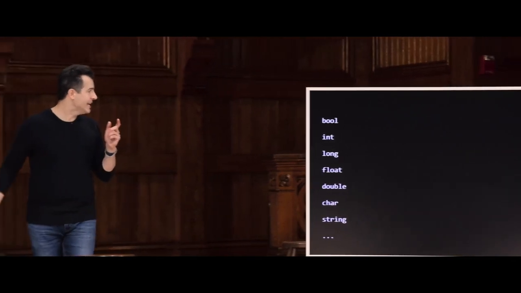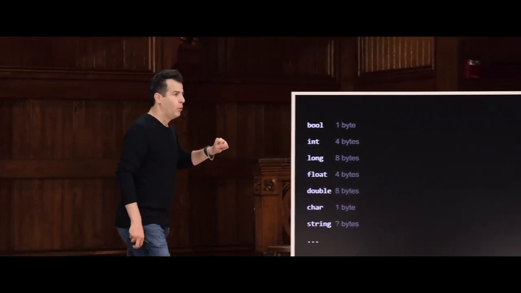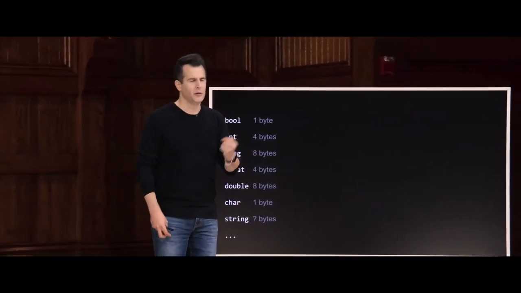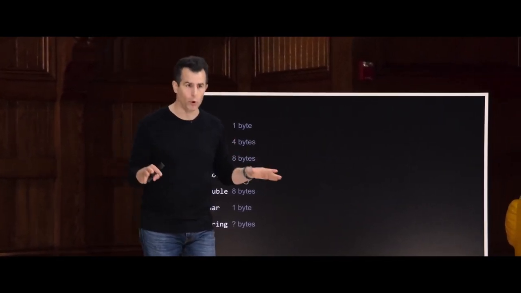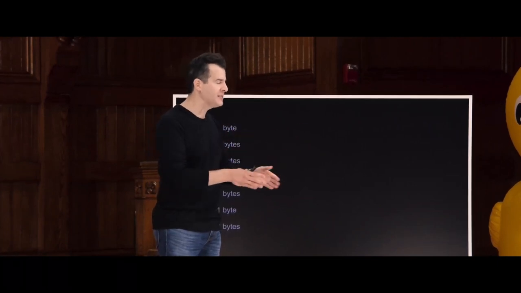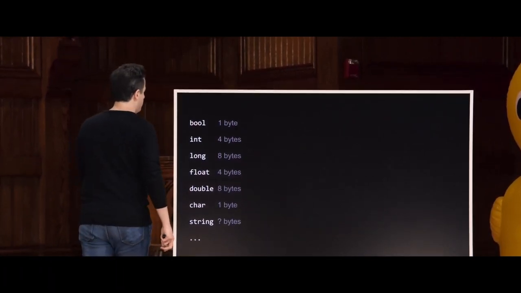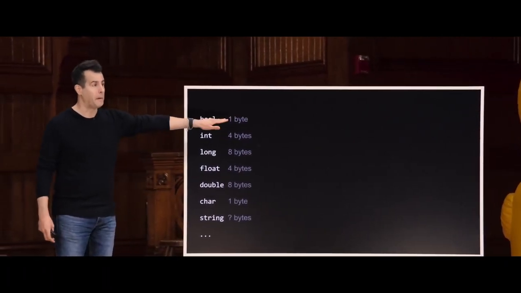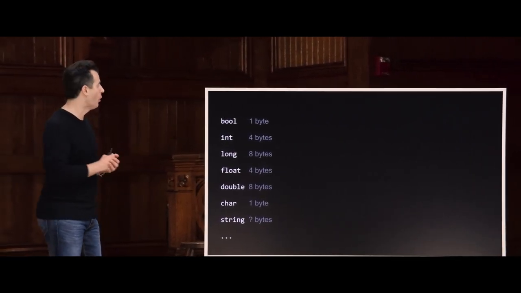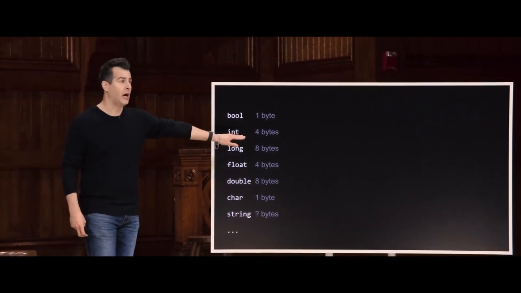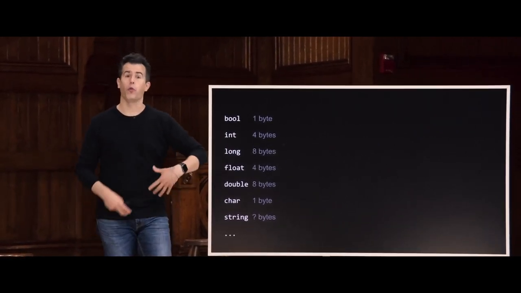So when it comes to these data types, a bool, which is true or false, somewhat curiously uses a whole byte, even though that's way overkill. Because for a bool, true or false, you of course only need one bit. But even though it's wasteful to use 8 bits or one byte just to represent true or false, it's just easier for computers. So a bool tends to be one byte.